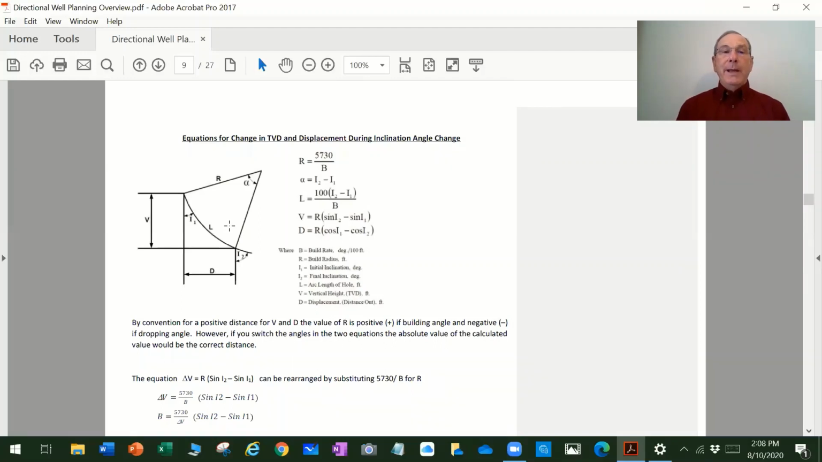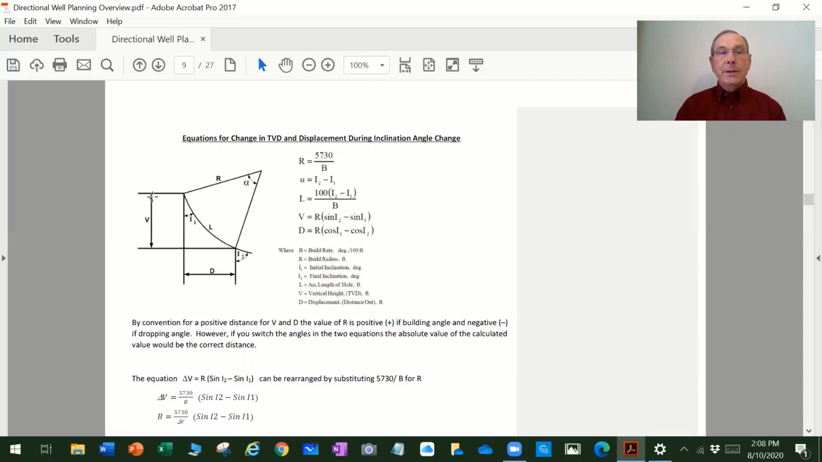Now here are the basic equations that we use for making inclination angle changes in our directional work. So here's just a section of an arc that's been created in a well where you have two angle changes.